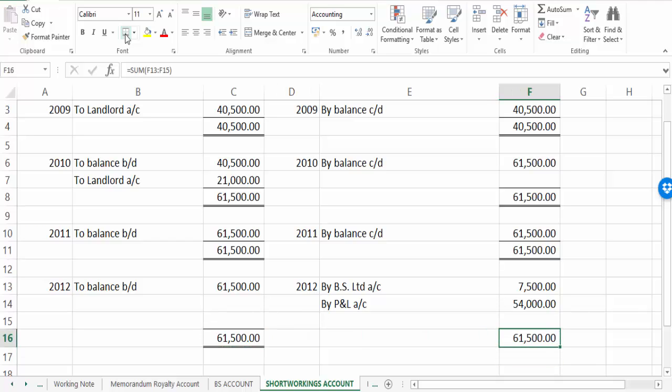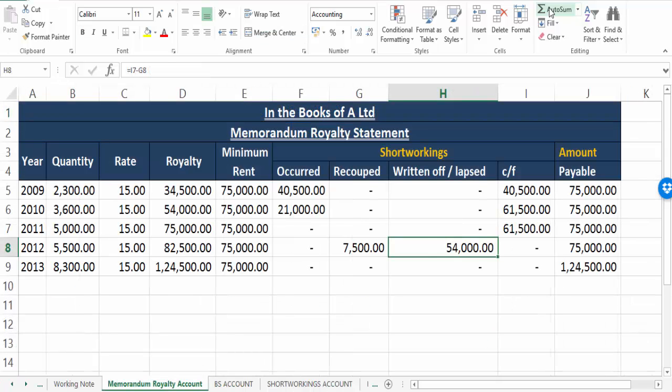Okay, now we'll find the balance. Let me put it like this: 61,500. The balance, if you check, I think you may not get, because it is also 61,500. If you total these two, even if you total these two, it is 61,500. It means there is no balancing figure to carry forward to next year, because at the end of the fourth year, whatever was there was completely written off, so nothing was there to carry forward.